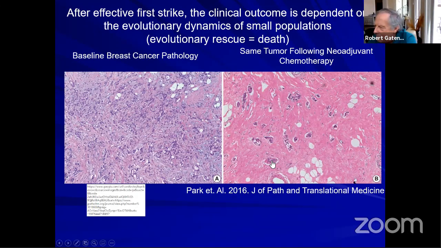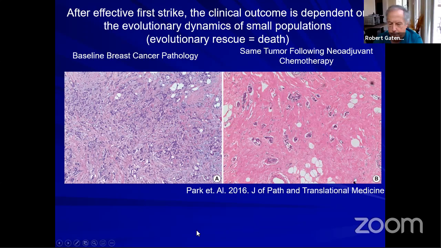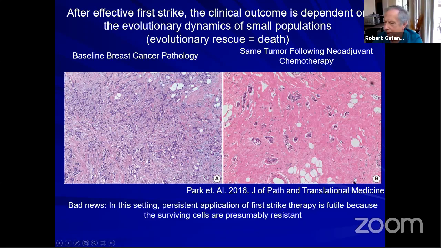And you can see what's happened is that it's reduced to a series of small islands of populations. They are no longer geographically adjacent to one another. These are highly vulnerable. This is the kind of population I think we need to be thinking about. So here, we consider the neoadjuvant therapy to be the first strike. The bad news is it wasn't totally effective. It did not cause extinction of the population.